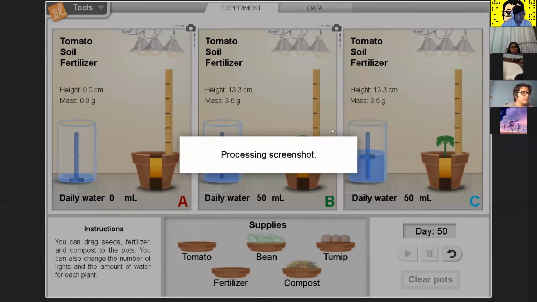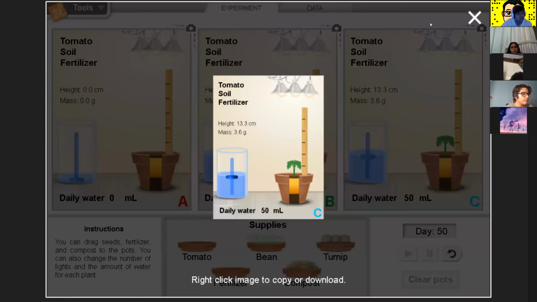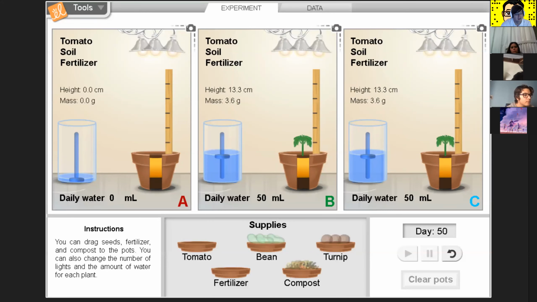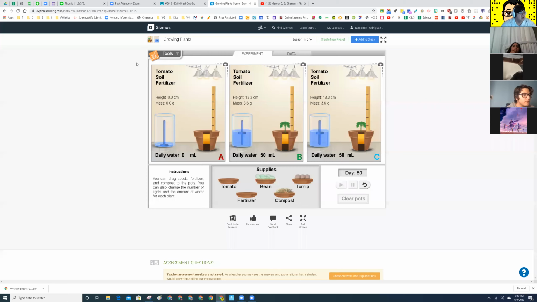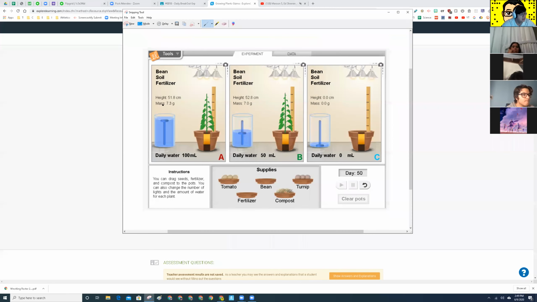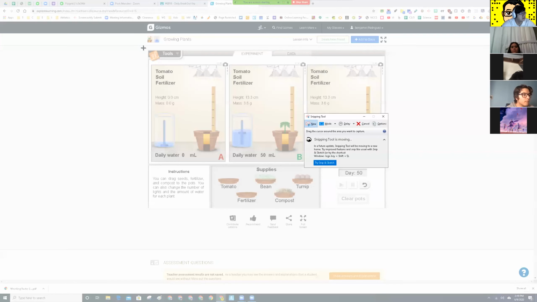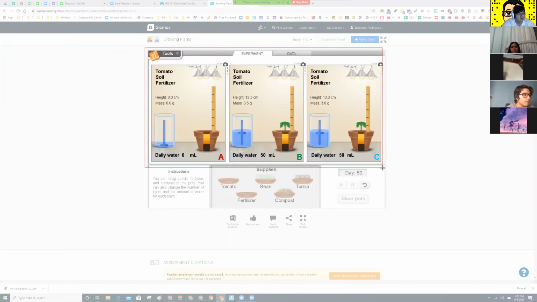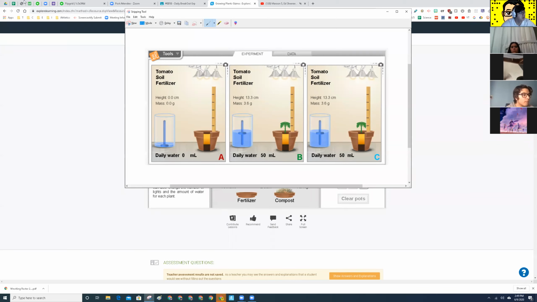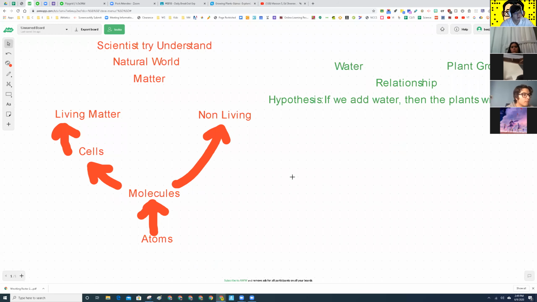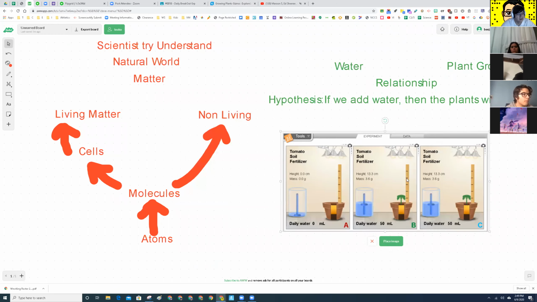So now we have our screenshot. Let's go ahead and take a picture of our experiment. Okay, so here we go. Let's copy that and add it to our notes.